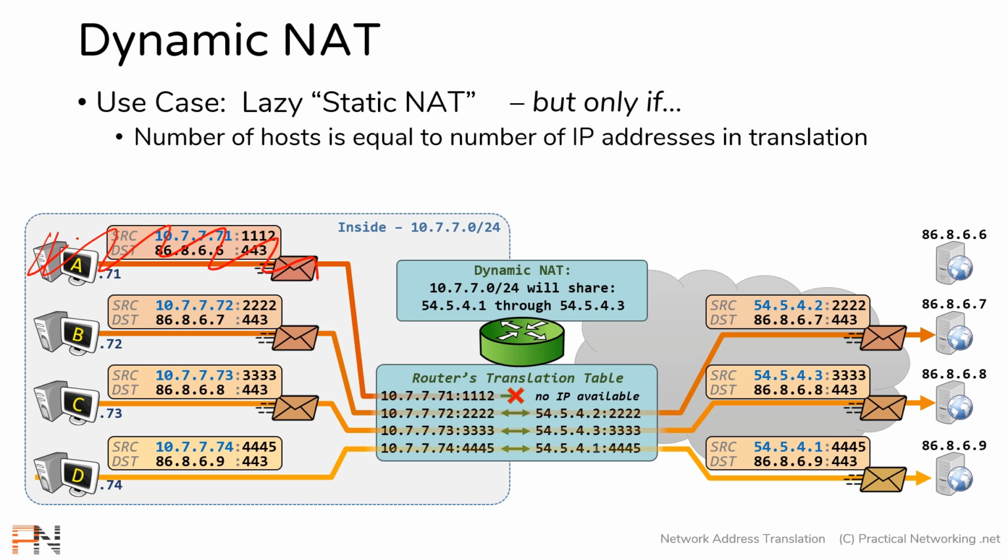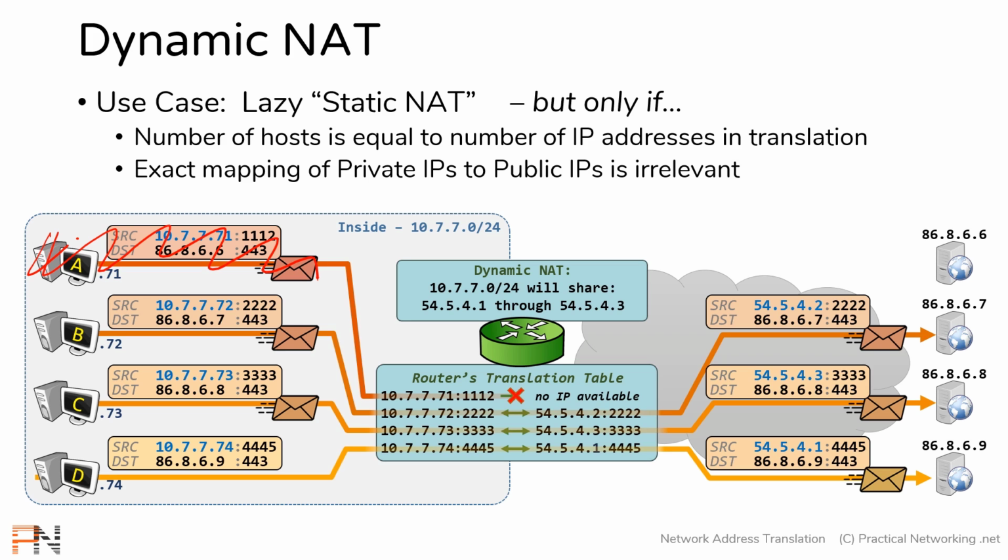The other requirement, though, to do this lazy static NAT is that you have to not care about the exact mapping between private IPs to public IPs. What I mean by that is you'll notice over here, host B was translated to the .2 IP address. Well, 10 minutes later or 20 minutes later or the next day, there is no guarantee that host B will still have the .2 IP address.